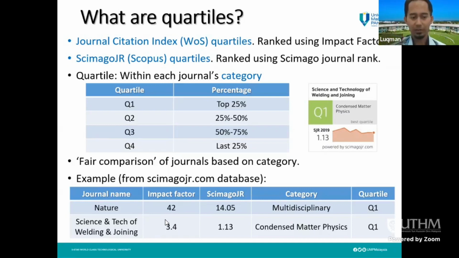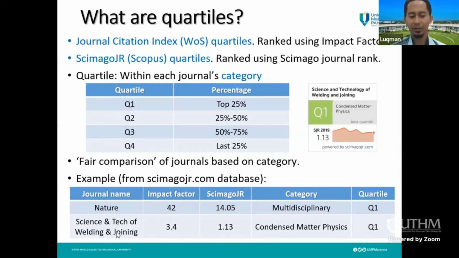So you have, for example here, Nature. Journal name, I think everybody knows Nature. Impact factor 42. Very, very high. I think one of the highest in the world. And then SCImago JR is the Scopus one, which gives the quartile in Scopus. If you look into scimagojr.com, SQ1.